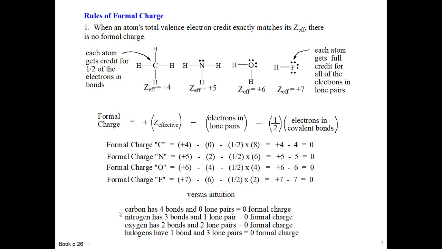because carbon has its 4 bonds, 0 lone pairs, nitrogen 3 bonds, 1 lone pair, oxygen 2 bonds and 2 lone pairs, halogens 1 bond and 3 lone pairs. So if the particular atoms are in this arrangement, then they will have 0 formal charge. The Z effective is balanced by the electron credit.